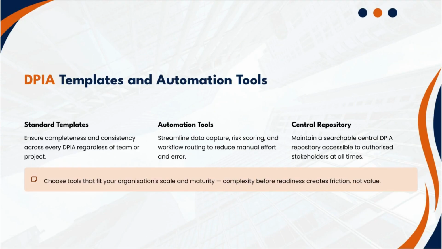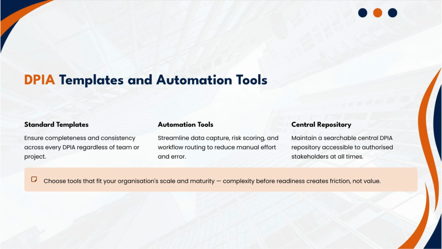Let's talk about working smarter, not harder, through templates and automation tools. Because doing every DPIA from a blank page is exhausting and inconsistent. So how do these tools help? And where's the catch? A good template gives you a ready-made structure, all the sections we've discussed, laid out with prompts and questions to guide you. This does two wonderful things. It saves time and it ensures consistency. So every DPIA in your organization covers the same essential ground. New team members especially benefit. They're guided rather than guessing.